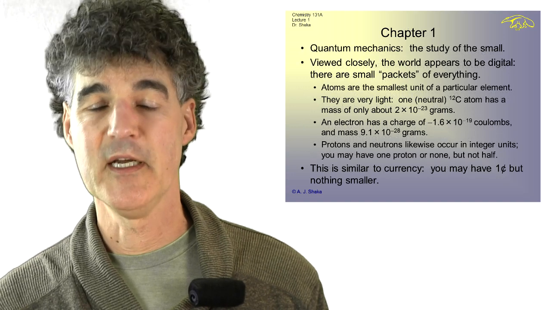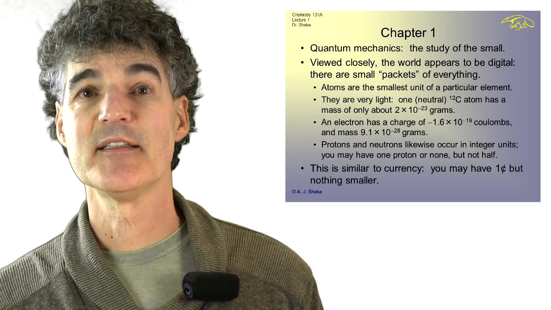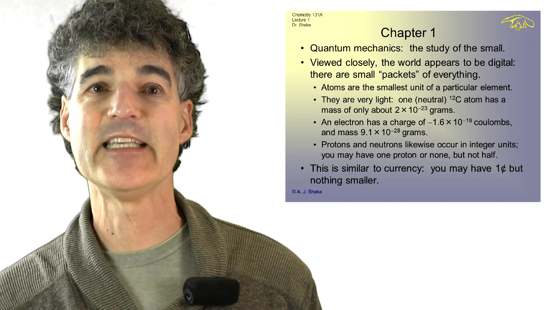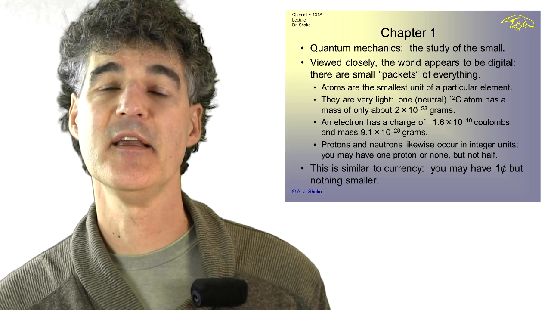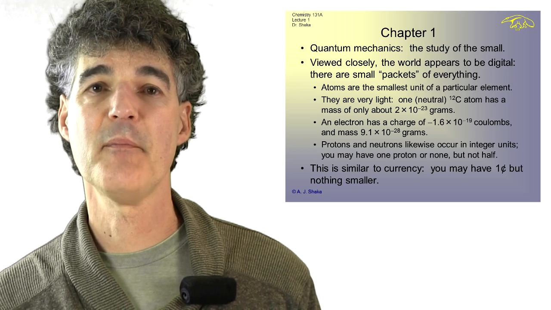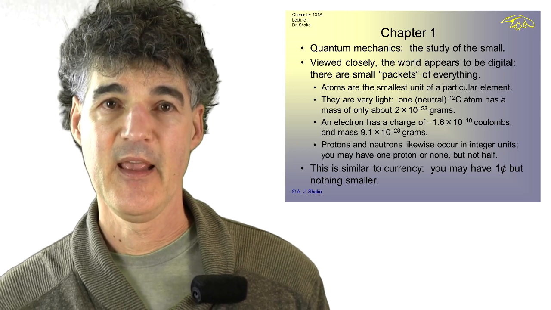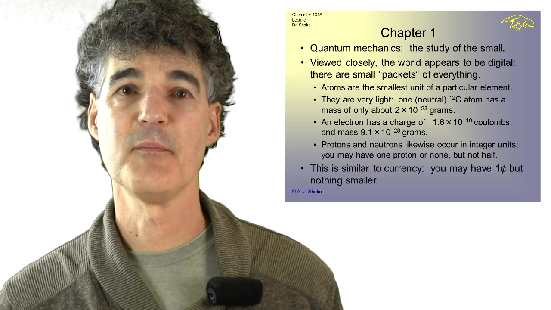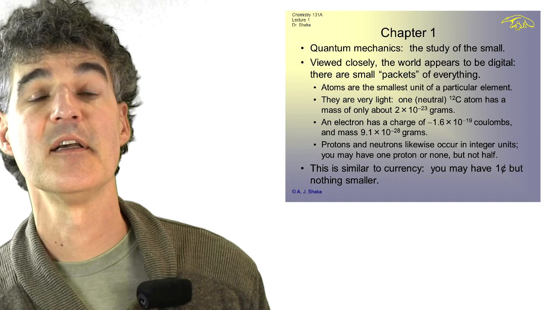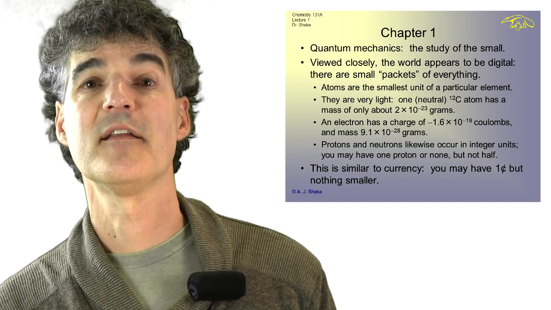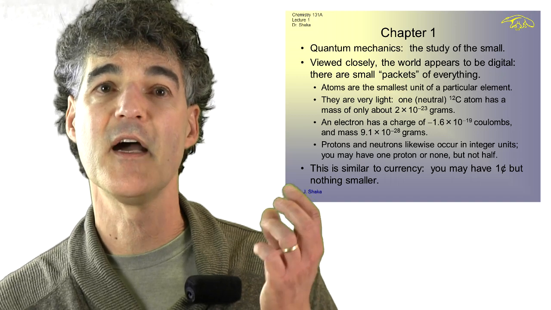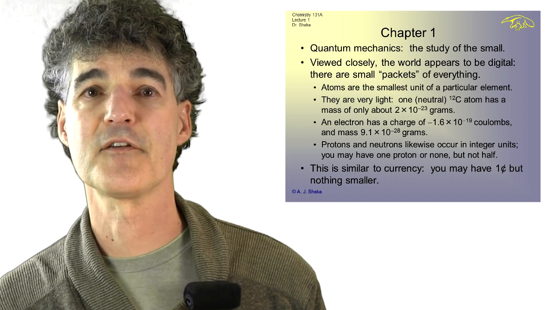So, chapter one. Quantum mechanics is the study of the small, specifically things that we can't see. Viewed closely, the world appears to be digital. In other words, there are small packets of everything. And atoms are the smallest unit of a particular element. Of course, even the ancient Greeks realized that it might be true that things had a smallest indivisible amount.